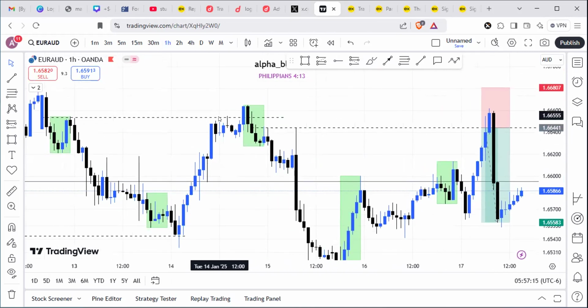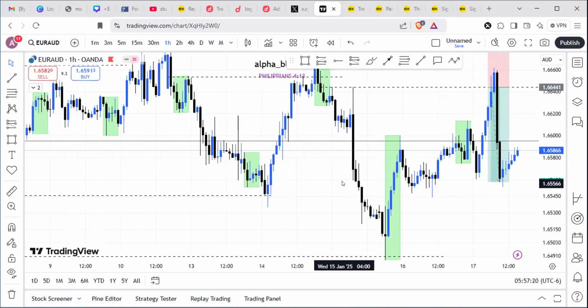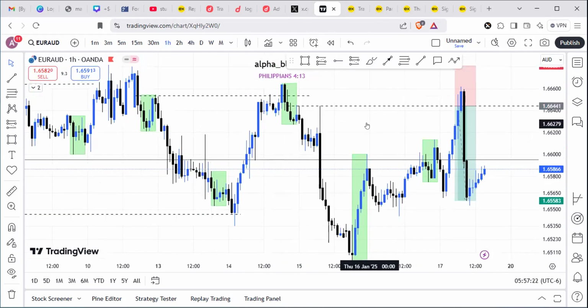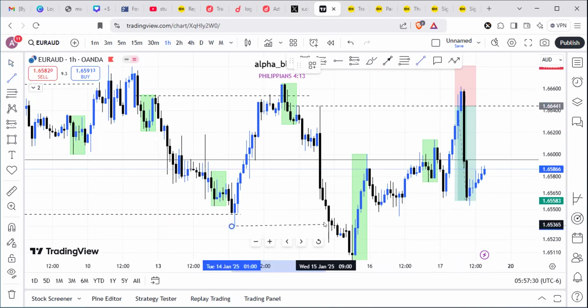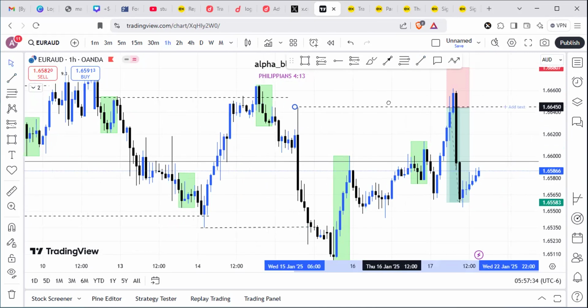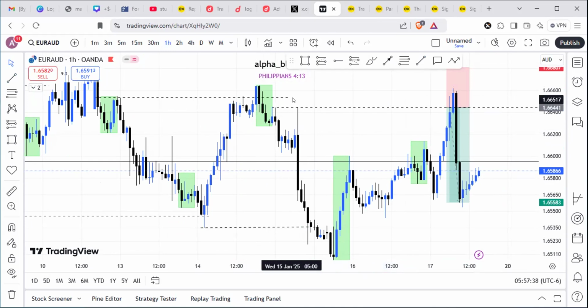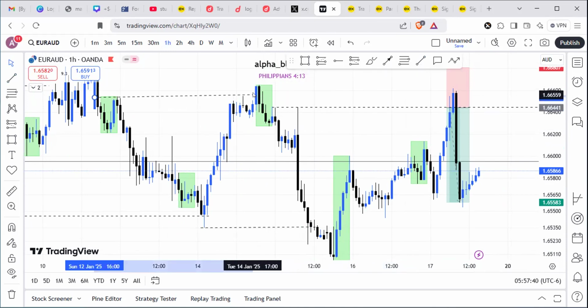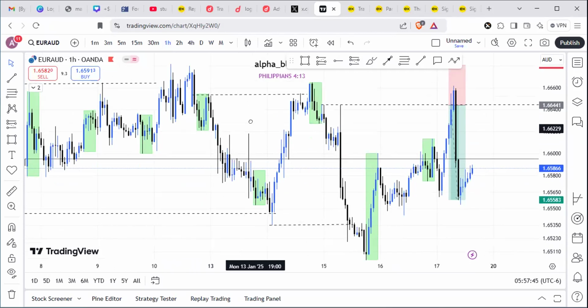This was the sweep right here. We got a sweep here, and then we got a change of character right here. Then this is the liquidity that I used for my entry. So this was the change of character, right? This was the liquidity. This was the sweep. I don't know if you're seeing what I'm seeing.